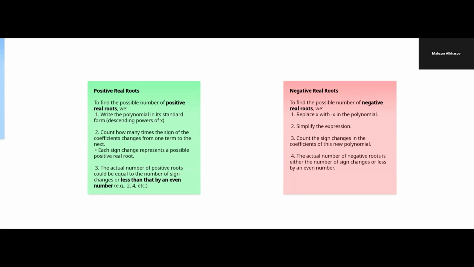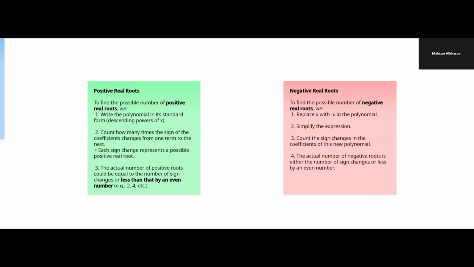So, in order to find positive real roots, first of all, we write the polynomial in the standard form with powers of x in descending order. We count how many times the sign of the coefficient changes from one term to the next. Each sign change represents a possible positive real root. The actual number of positive roots could be equal to the number of sign changes or less than that by an even number, for instance 2, 4, 6, and so on.